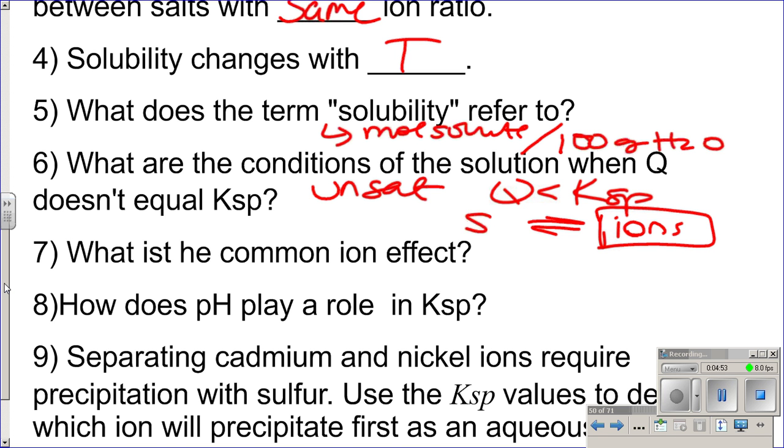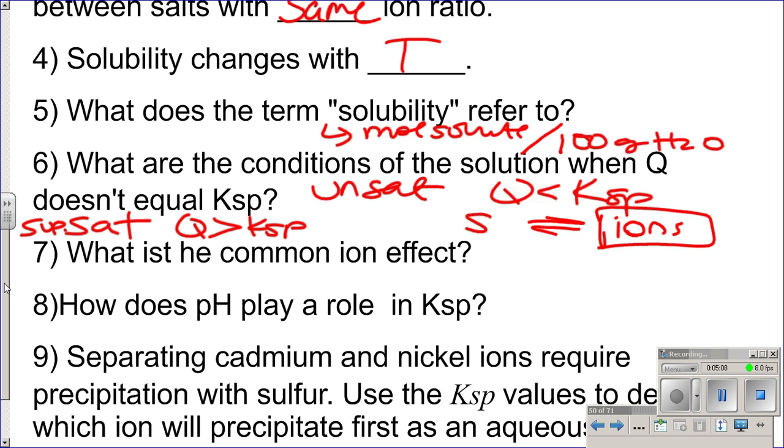So that's why that satisfies that. And then the other one will be supersaturated, and then Q would be too large. You have too many ions in solution, so you would need to allow some to precipitate out before you could actually come back to equilibrium.